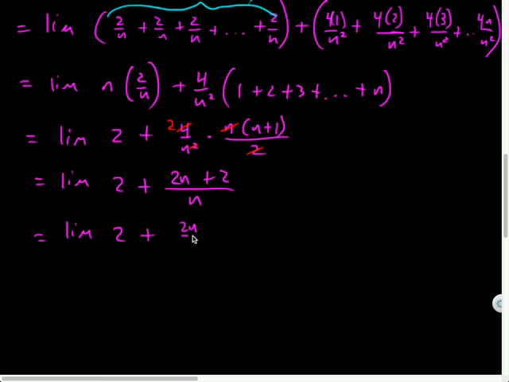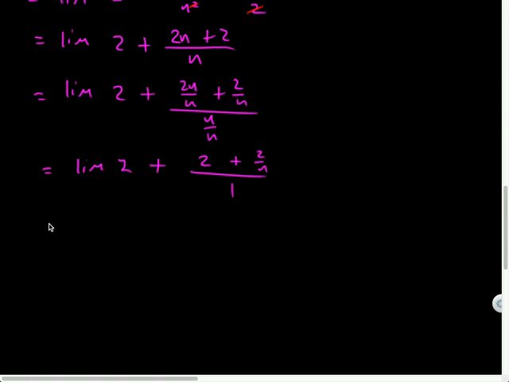2n over n plus 2 over n, all over n. And actually, I could break this into two separate limits now, but I don't think it'll matter. So this will be 2 plus 2 over n, all over 1. And what do we have going on here when I take the limit? It's finally just 2 plus 2, because 2 over n goes to 0. There we go. And 2 plus 2 is 4.